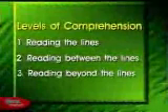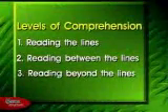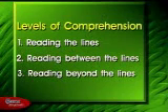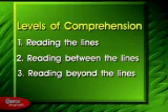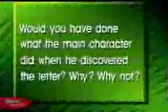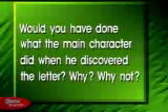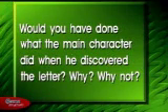The third level is also implicit comprehension, but it is called critical comprehension. It is reading beyond the lines. This is being able to answer questions that call for critical or evaluative responses from the learners. One skill falling under this category is evaluating the actions of the individuals or groups related to the material read. Take this example. Would you have done what the main character did when he discovered the letter? Why? Why not?